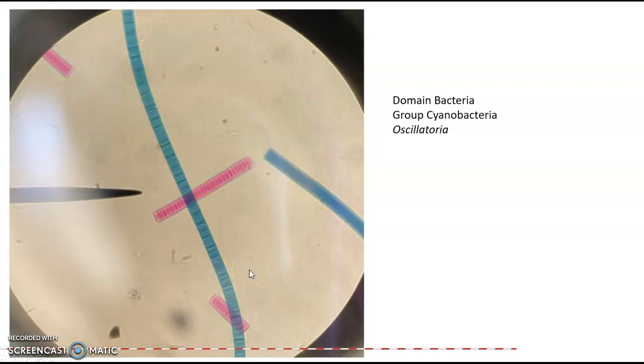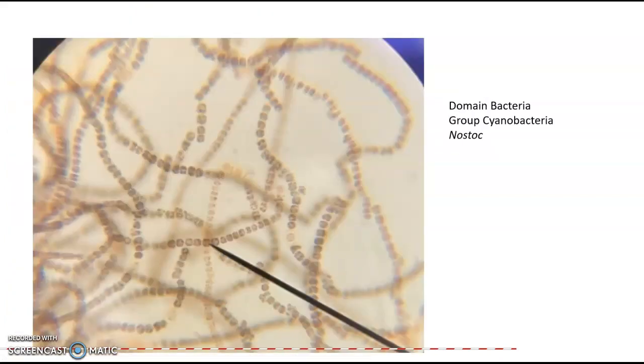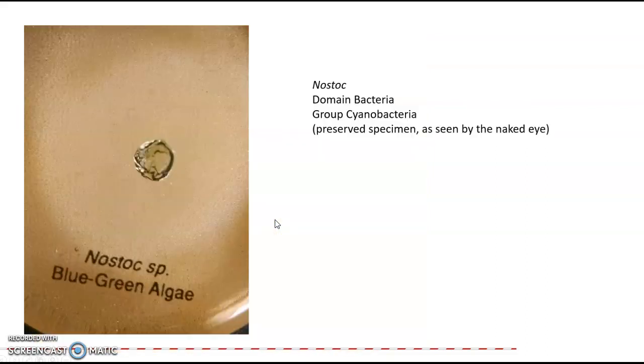Specifically, this is Oscillatoria from the domain bacteria and the group Cyanobacteria. And here we have another Cyanobacteria called Nostoc. This is a picture of our preserved specimen of Nostoc. Nostoc just looks kind of like a dark greenish scum on the surface of pond water and that kind of thing. So this is just a little sampling of that. But Nostoc is in the domain bacteria and the group Cyanobacteria.